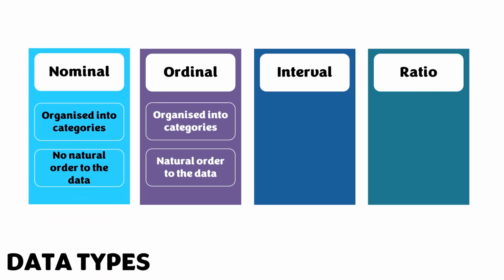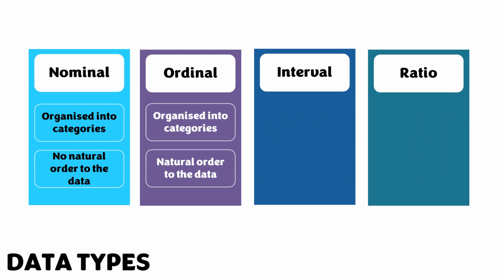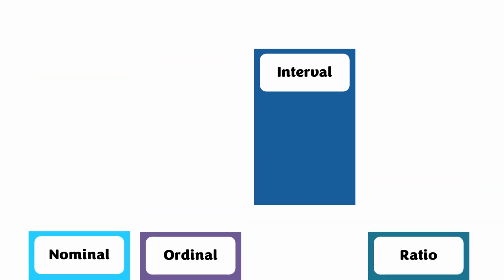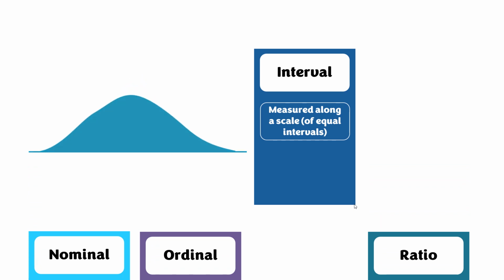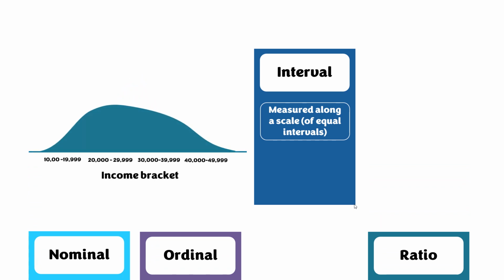These previous 2 types of data tend to be for qualitative data, and so now we move into quantitative data. The first type is interval. Interval data is where your data can be placed along a scale of equal intervals, but everything is grouped together corresponding to a value, even if those intervals only have size 1. So for example, your IQ, or perhaps an income bracket.